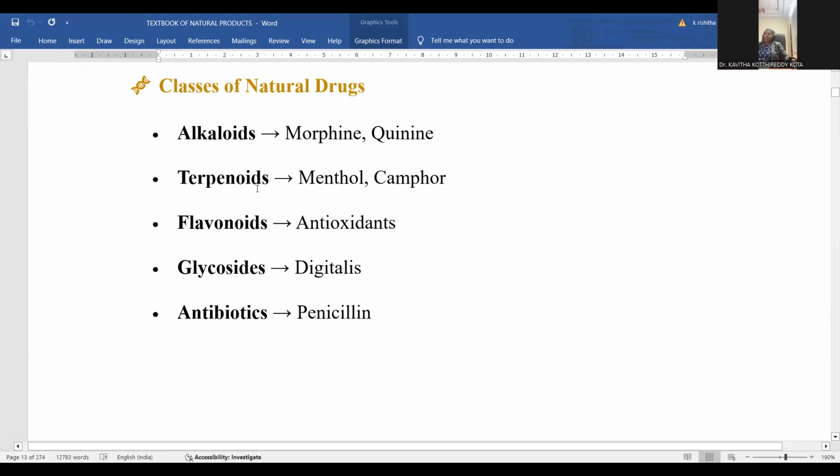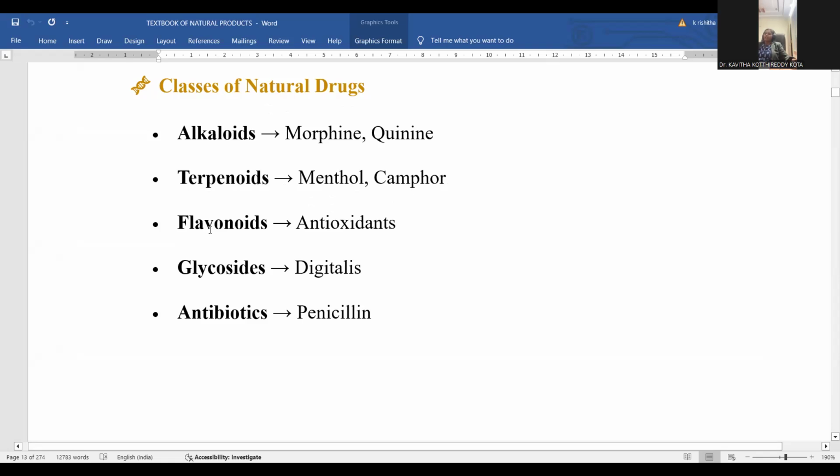Next is terpenoids. Terpenoids are made up of polyisoprene units. Isoprene means 2-methyl-1,3-butadiene. These units get polymerized in such a manner that terpenoids are generated. Terpenoids are also a class of natural products. These are said to be essential oils. They have a fragrant smell and are also used as food additives. The best examples of terpenoids are menthol and camphor. These are familiar in the livelihood of human beings.